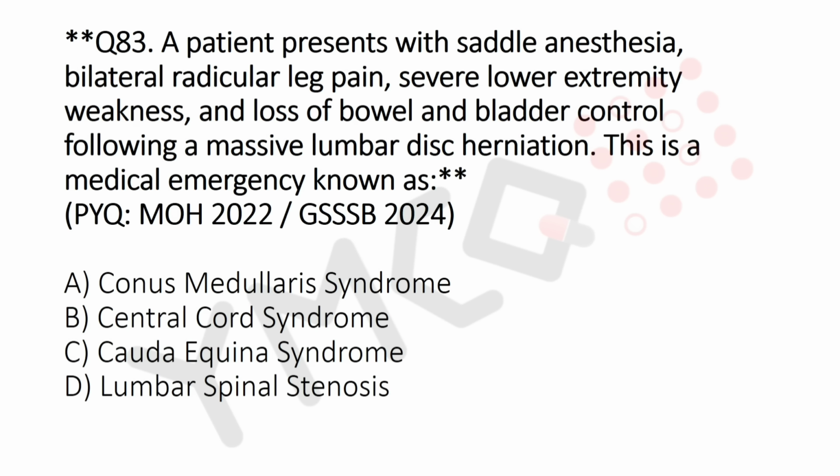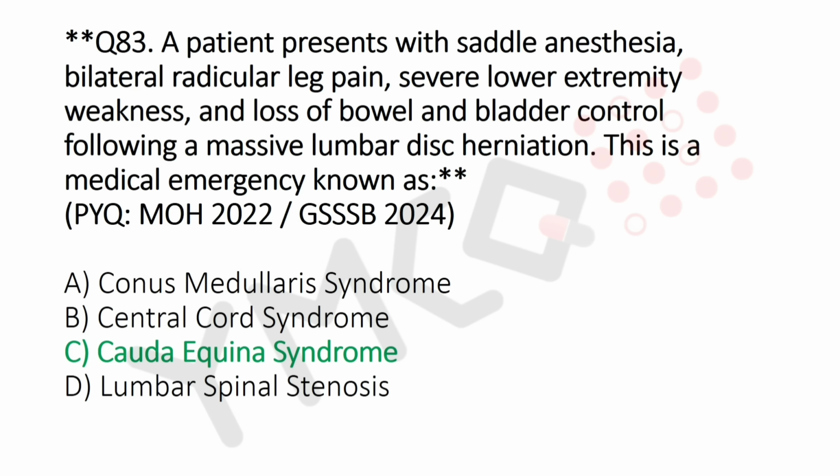A patient presents with saddle anesthesia, bilateral radicular leg pain, severe lower extremity weakness, and loss of bowel and bladder control following a massive lumbar disc herniation. This is a medical emergency known as option A, conus medullaris syndrome. Option B, central cord syndrome. Option C, cauda equina syndrome. Option D, lumbar spinal stenosis. And the answer is option C, cauda equina syndrome.